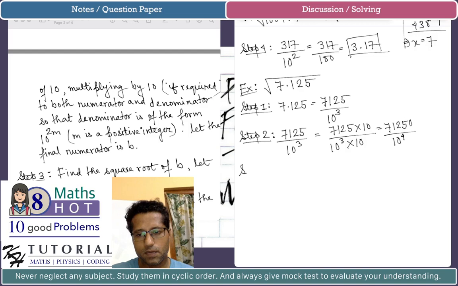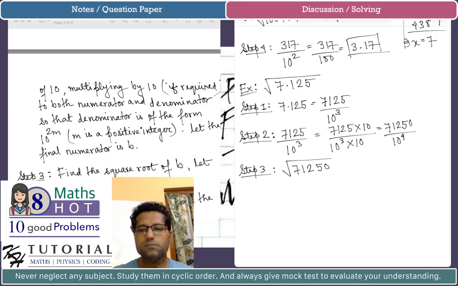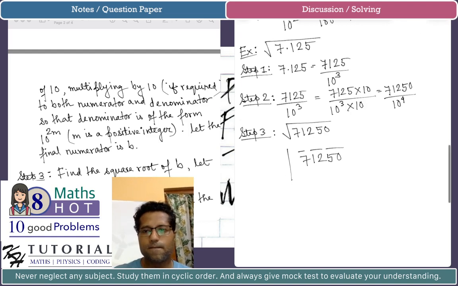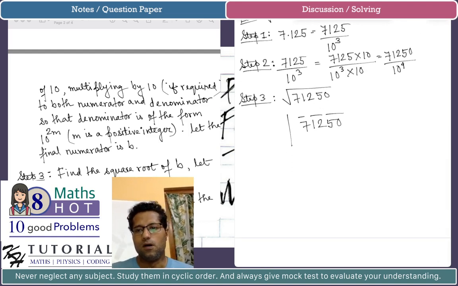Okay. Now in step 3, we have to find the square root of the numerator, that is 71250. We use the long division method. The periods are 50, 1, 2 and 7. Obviously the first divisor will be 2. We have 4, remainder 3, and then we bring down the next period, that is 12. 312 becomes the current dividend.